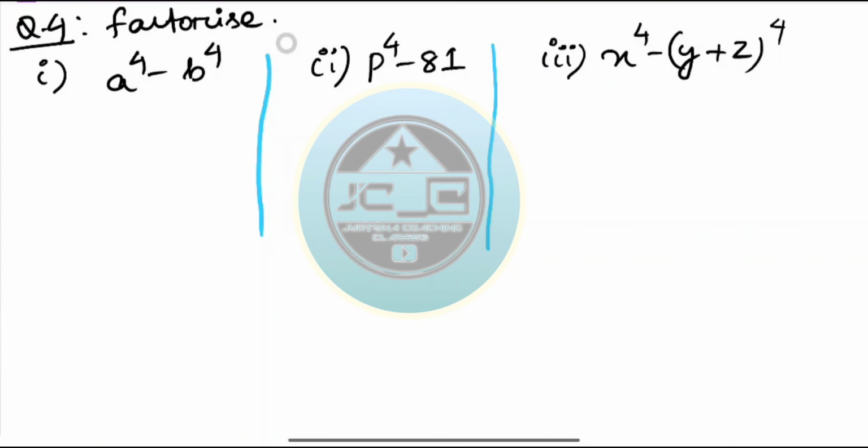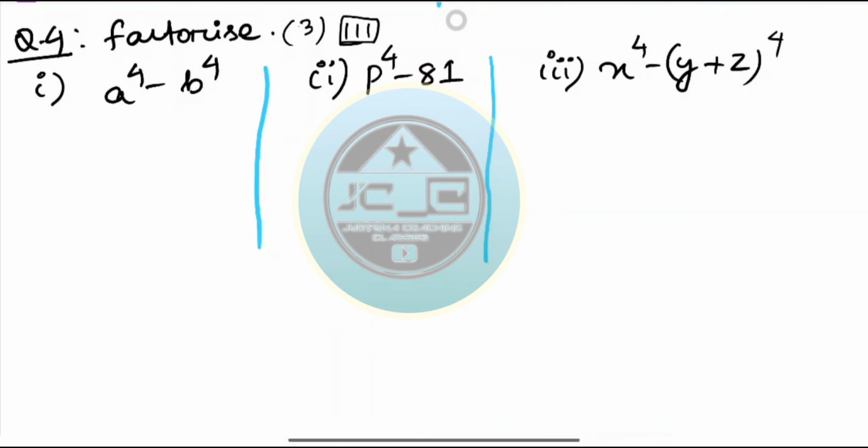Now specifically in this question we are going to use identity number 3, the third identity, which says a square minus b square is equal to a plus b into a minus b. This is the identity that should be followed extensively in this question.